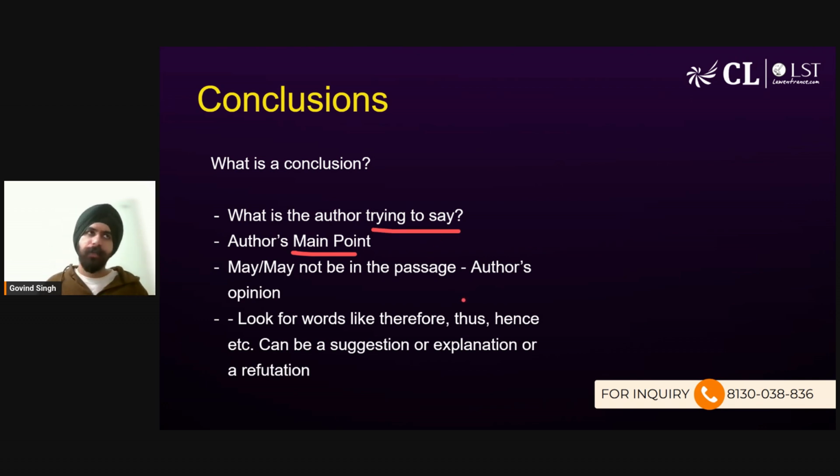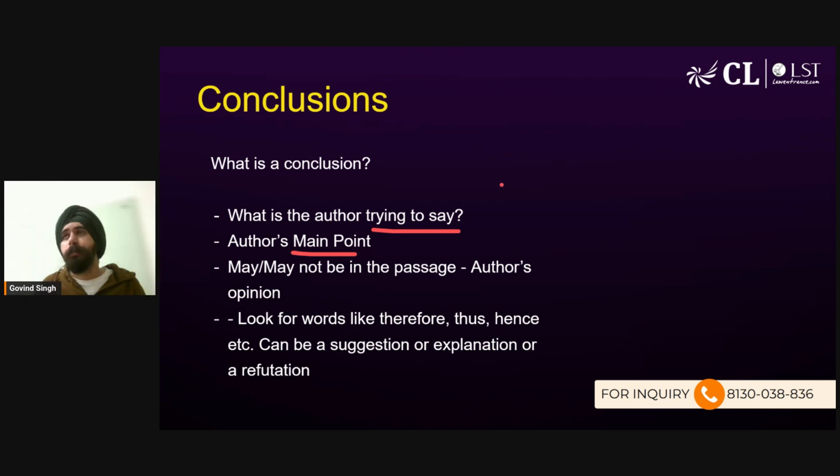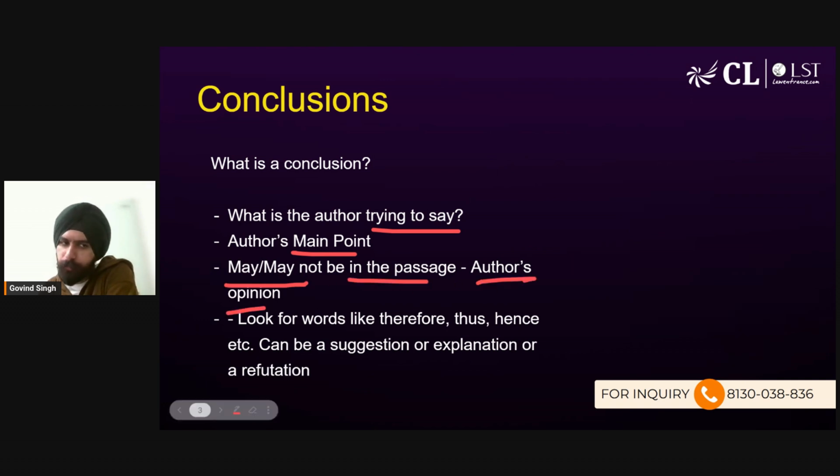It could be anything. He might be trying to convince you of his given conclusion, or he might not be, but it is the author's main reference point. It is what the author is trying to establish. Okay. Now, another very important doubt which students have is: is the conclusion mentioned in the passage? Is it given outrightly? Is it present in the passage or not? So the answer to that is maybe, maybe not. It might be in the passage, it might not be in the passage.